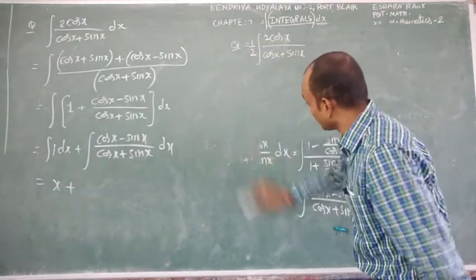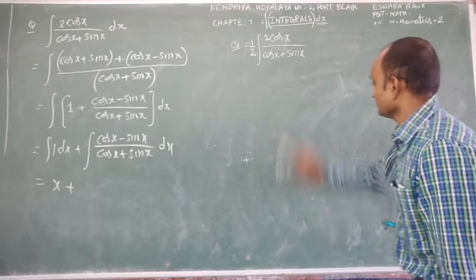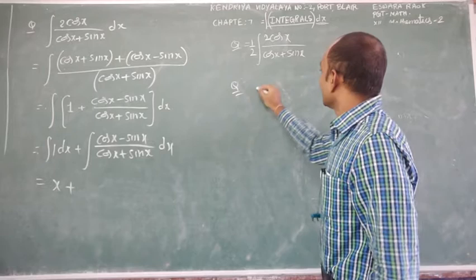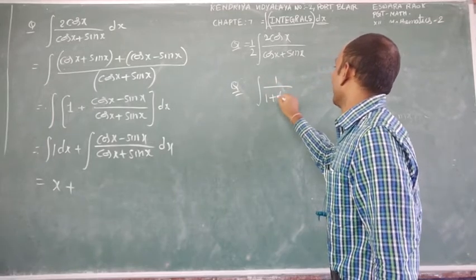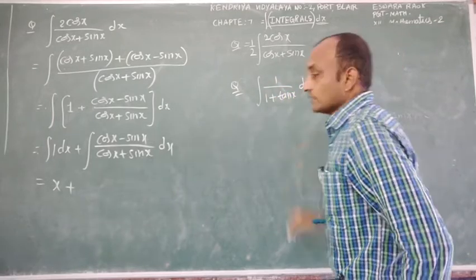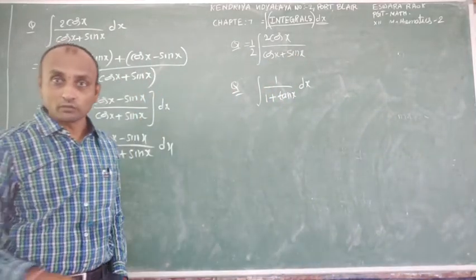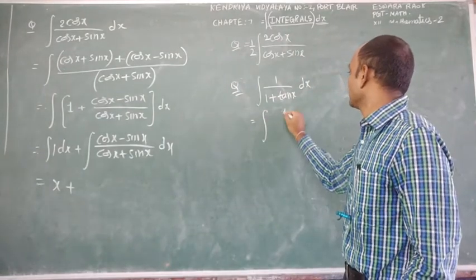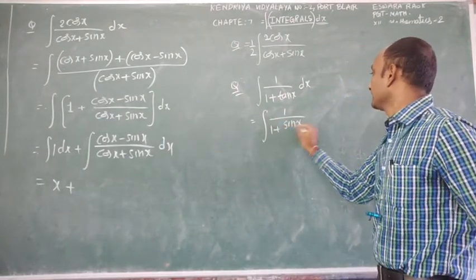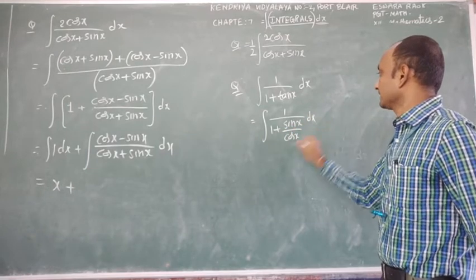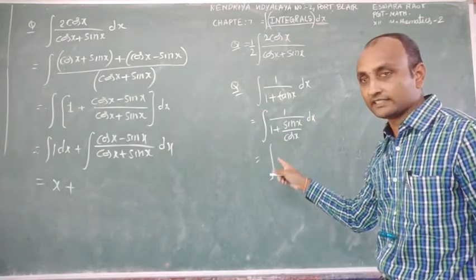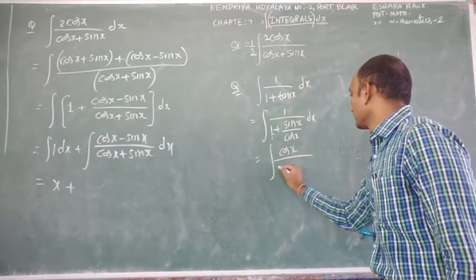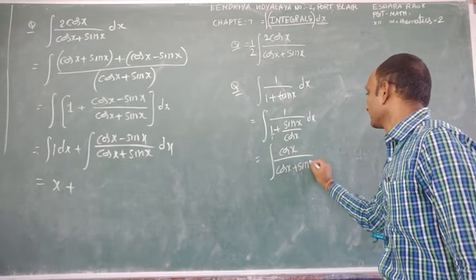Now the same question again. They ask, what is this question? Integration of 1 by 1 plus tan x. This is another question. This is the textbook question. Sometimes they ask for 4 marks. 1 by 1 plus tan x. First write tan x as sin by cos. 1 plus sin x by cos x into dx is equal to integration of this. Multiply cos x with that, so 1 by 1 and cos x in the numerator. So cos x by cos x plus sin x into dx.